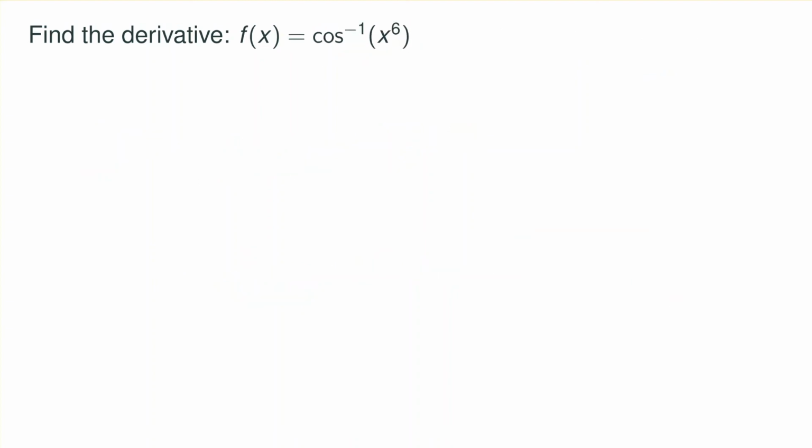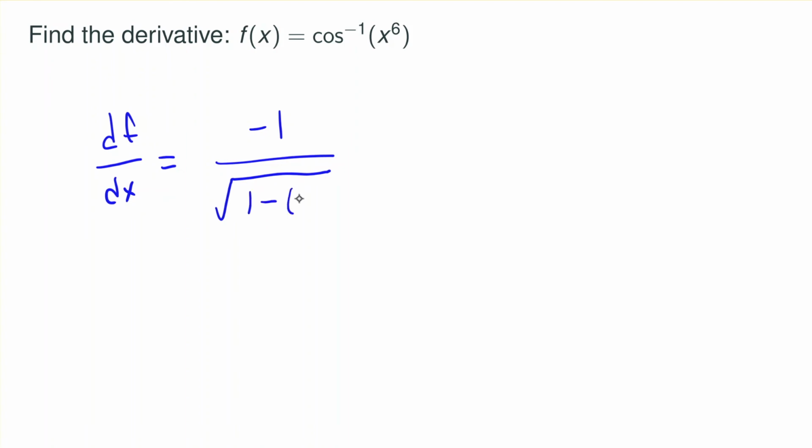Find the derivative of cosine inverse of x to the 6th power. So when we take the derivative of cosine inverse, if it were just x, it would be negative 1 over the square root of 1 minus the argument squared. In this case, the argument is x to the 6th power, so x to the 6th squared. But because this argument is not just x, we do have to multiply by the derivative of the inside, the derivative of the argument, because we're using chain rule.